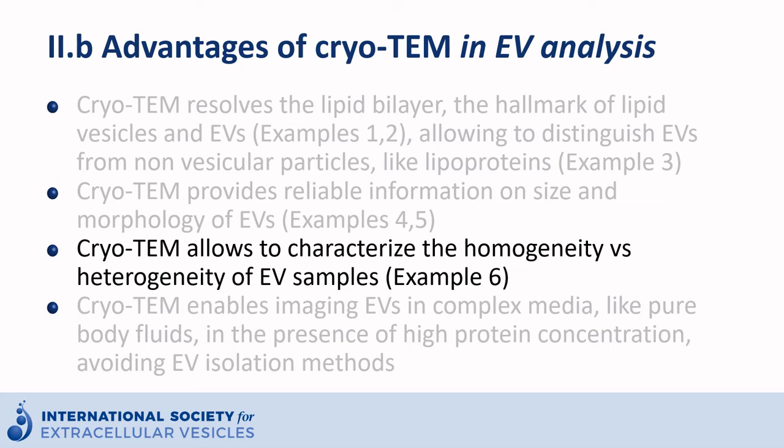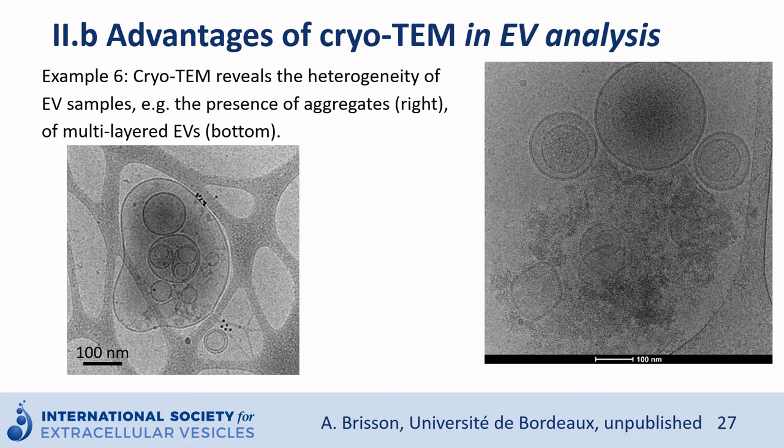Another advantage of cryo-TEM is to allow characterizing the homogeneity or heterogeneity of EV samples. Here, at the bottom, the presence of EVs with multi-layered membrane structure, and on the right, the presence of aggregates. These objects are more or less frequent depending on the treatment used during EV isolation.